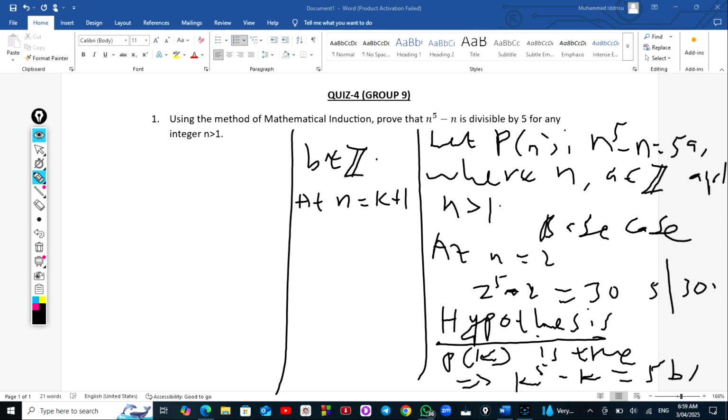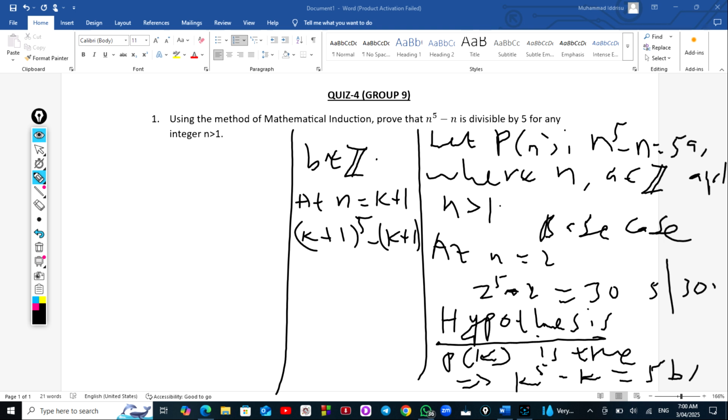So this is the induction proof now. We now have k plus 1 all to the power 5 minus k plus 1 in bracket. Negative is affecting both k and 1. Okay, so this is what we are going to expand. So we are going to see whether this will give us some integer which is a multiple of 5.